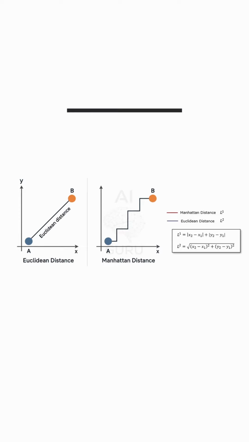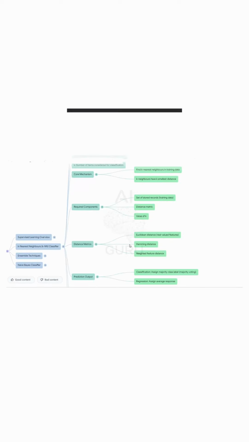That squaring operation in L2 naturally emphasizes the bigger differences more dramatically, which usually helps distinguish close neighbors from really distant ones more effectively. Makes sense.